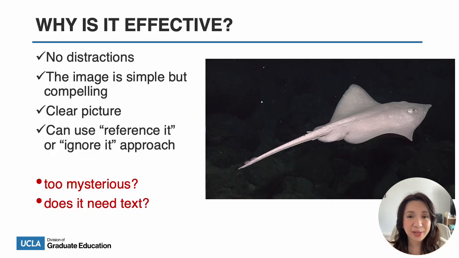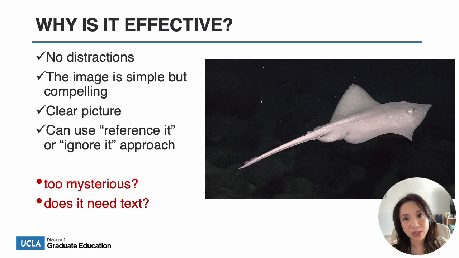So why might this be effective? First, when you use a simple image, it can be very effective in focusing the audience to the message that the image is conveying. In this case, we're all focused on the stingray. The image is also quite compelling. The stingray is swimming in the dark and we see the general shape of this animal. It's also a relatively clear picture, and if we look more closely, you can see the shades of gray that seem like the rocks on the ocean floor.